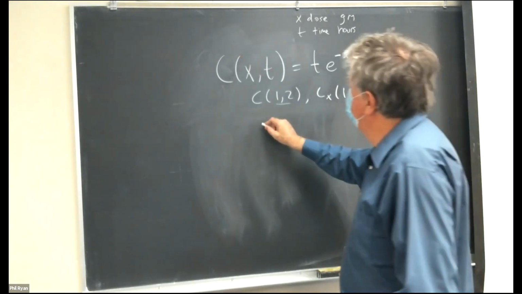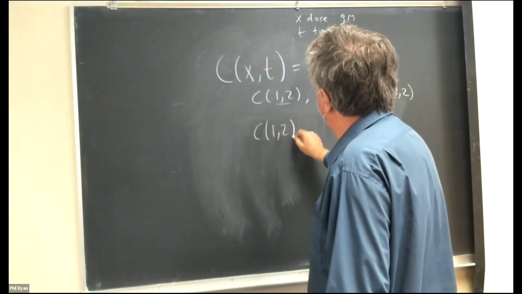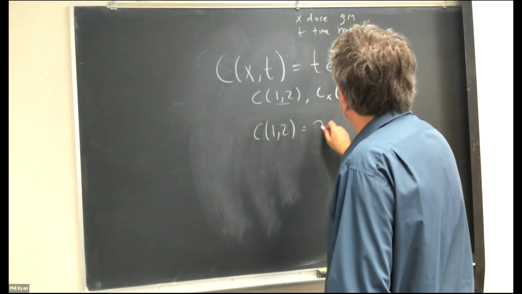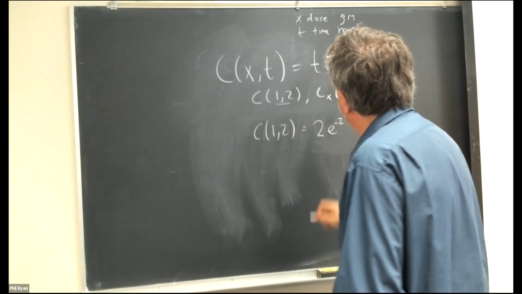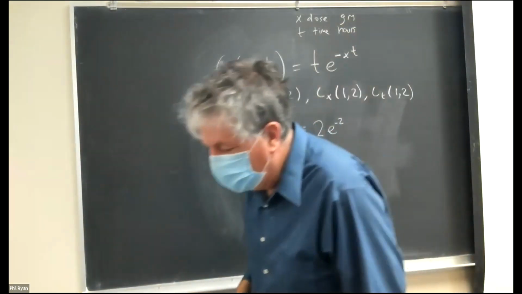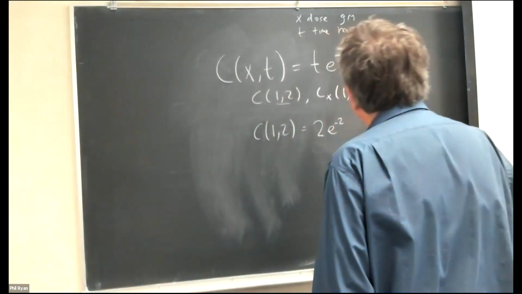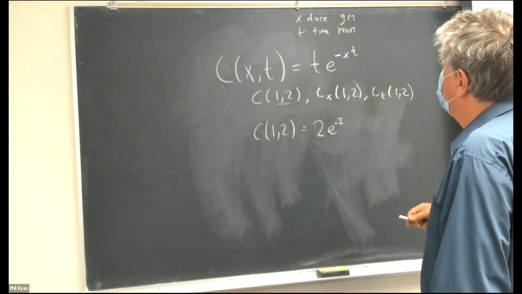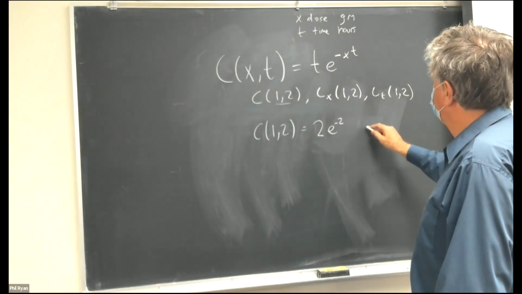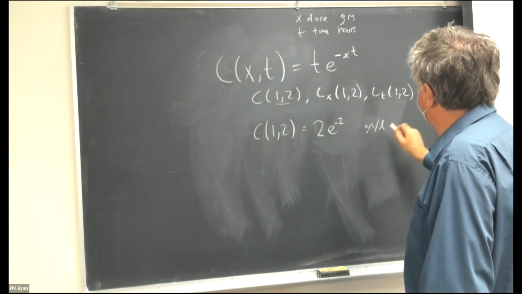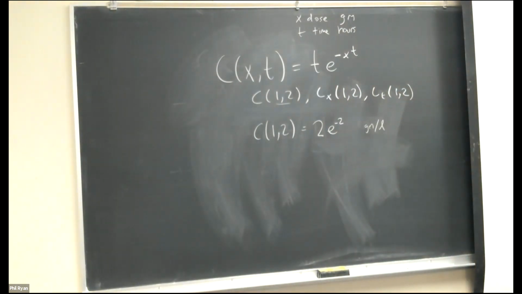Okay, so C of 1, 2 would be, t is 2, so it's t e to the minus 2. And this might be measured in something like grams per liter. I don't know exactly what it was. I didn't write that down. Okay, so that gives us a concentration of the drug in the body.